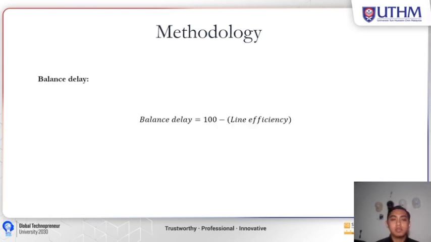So next is balance delay. Balance delay equals 100 minus the line efficiency. Next is idle time. Idle time is equal to TM times CT, so the total of TM times CT minus the total of T. That's all from me. Thank you.